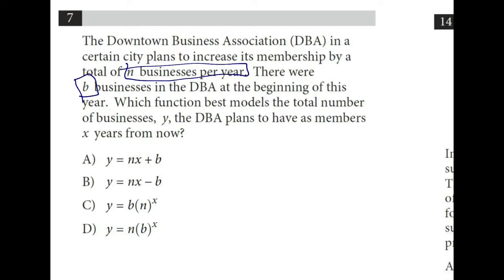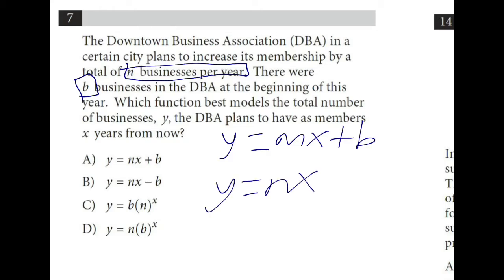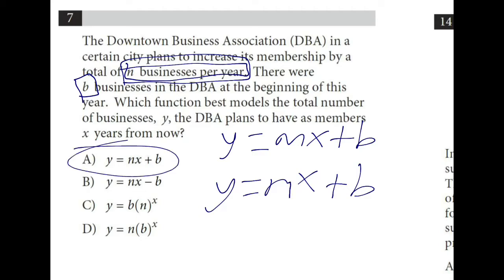Which function best models the total number of businesses Y the DBA plans to have as members X years from now? So this is a linear model, y equals mx plus b, and m we're going to replace with N, because that's our businesses per year, and b remains the same: y equals Nx plus B. A is the best choice.